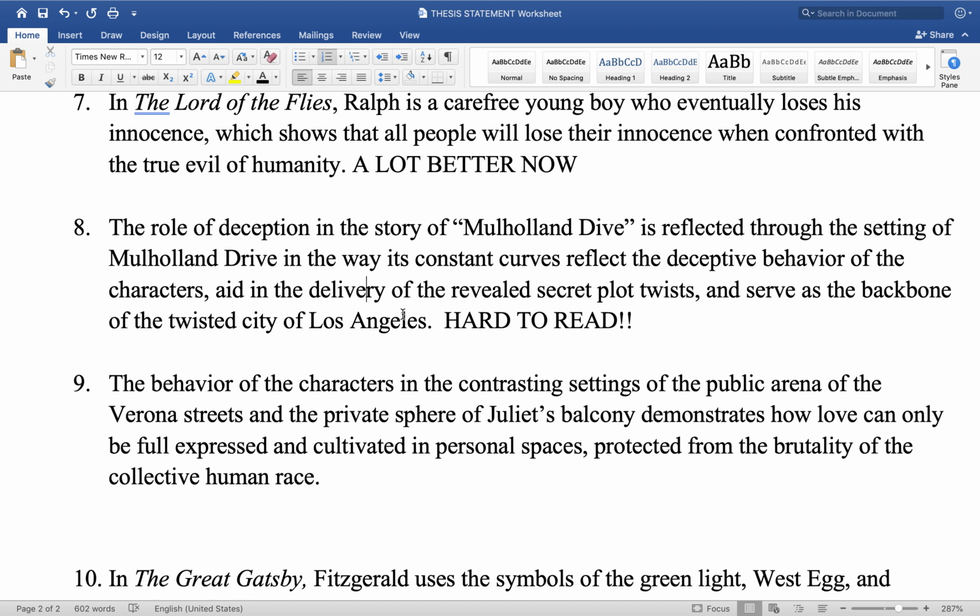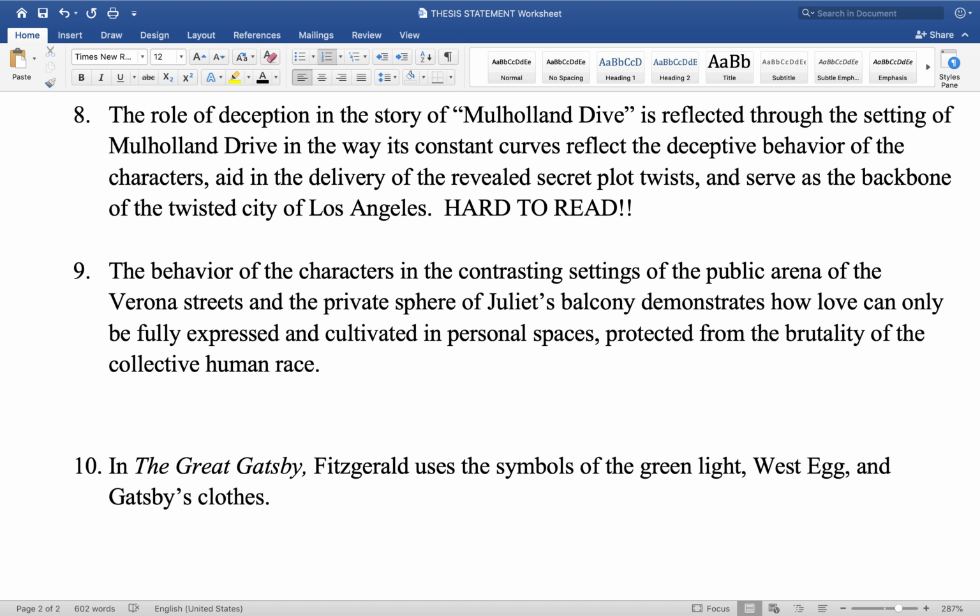Let's look at 9. "The behavior of the characters in the contrasting settings of the public arena of the Verona streets and the private sphere of Juliet's balcony demonstrates how love can only be fully expressed and cultivated in personal spaces, protected from the brutality of the collective human race."